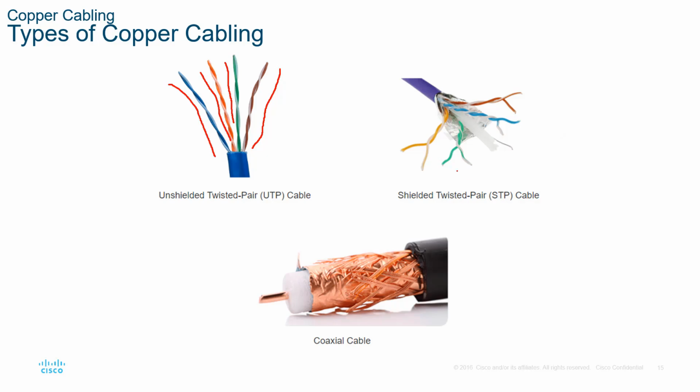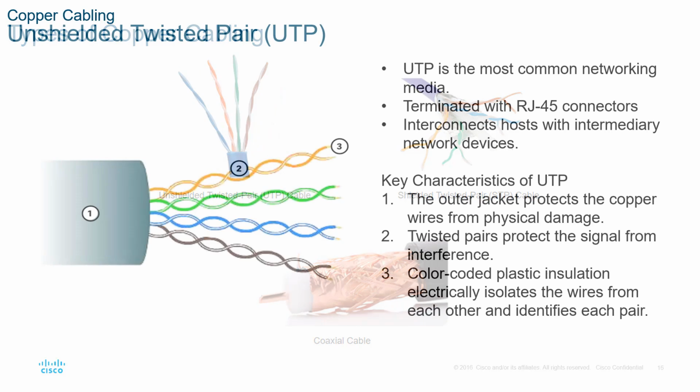Here with STP, you'll notice in the background some tinfoil. Well, that tinfoil actually allows us to wrap individual pairs to provide shielding for the cable. That helps prevent EMI and RFI. However, that shielding is expensive, so STP cable is typically more expensive.